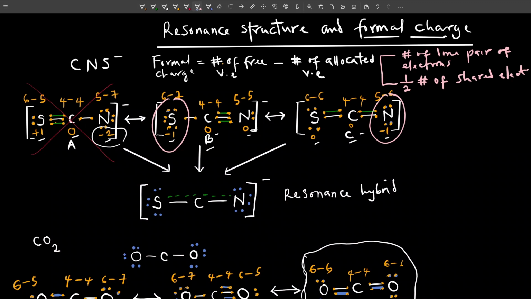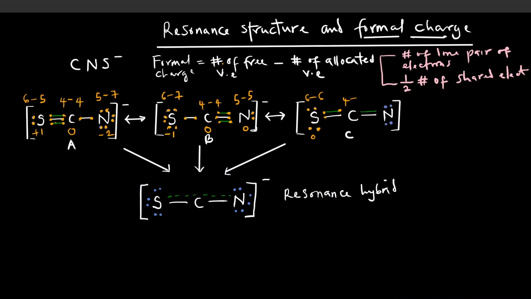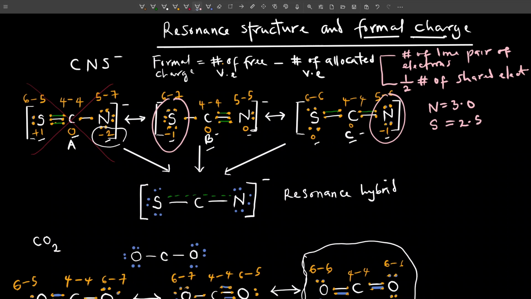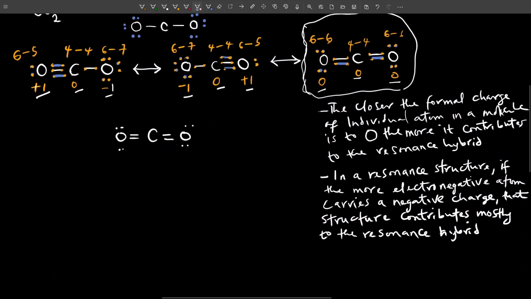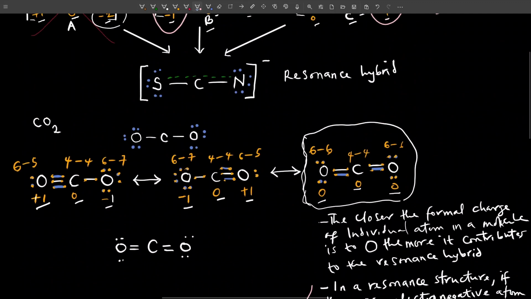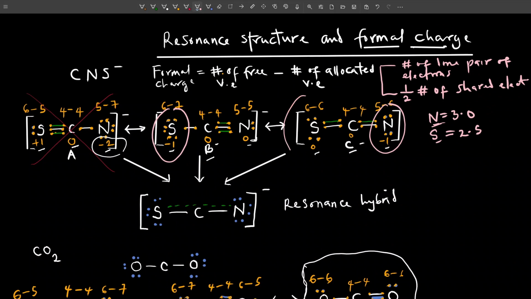Now, in case you don't know, nitrogen is more electronegative than sulfur. The electronegativity of nitrogen is around 3.0, and the electronegativity of sulfur is around 2.5. Okay, so since nitrogen is more electronegative than sulfur, and nitrogen here is carrying a formal charge of minus 1, according to what this second rule says, that means this resonance structure over here is contributing mostly to the resonance hybrid. So the most acceptable structure for the thiocyanate ion is this.